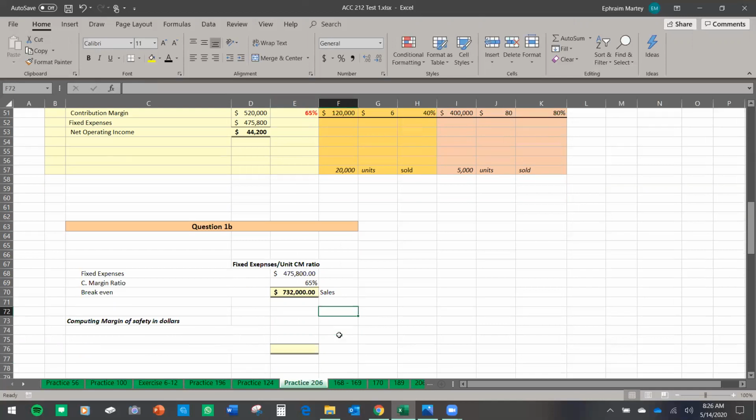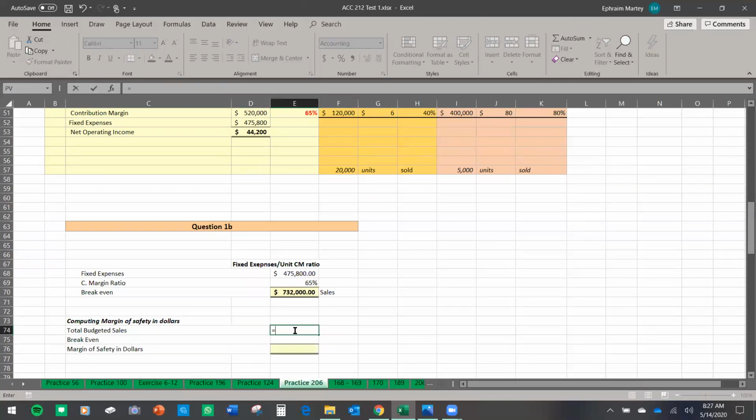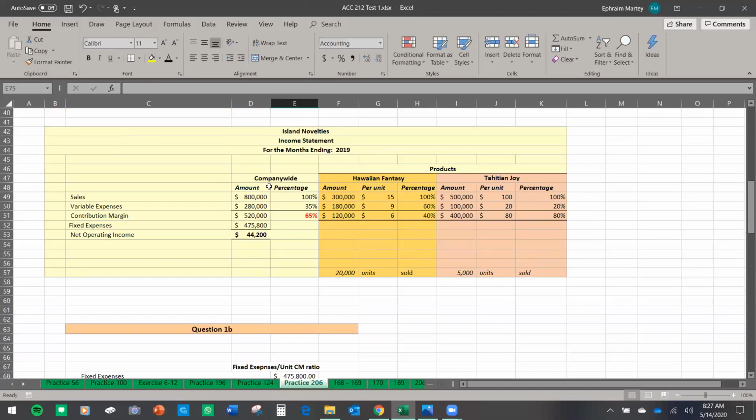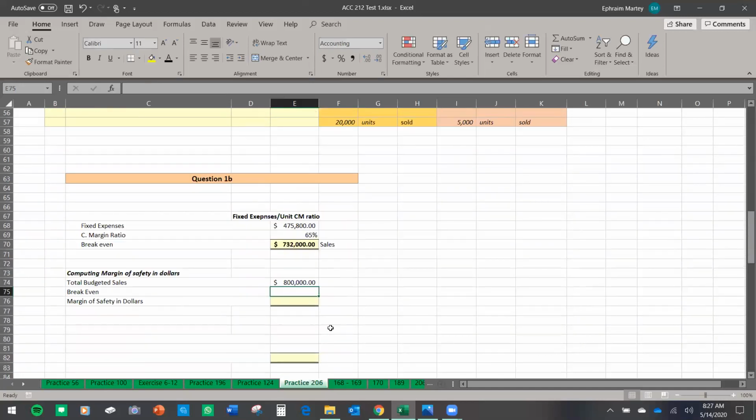Okay. Now, computing margin of safety. That is the number of sales above break-even point, and that one is always targeted sales minus break-even. Okay, so let me reveal the formula so you can see. What is our targeted sale for the total company? It's 800,000, because those two products together will give us 800,000. What is our break-even point? We already have it here, 732,000. That's our break-even point.